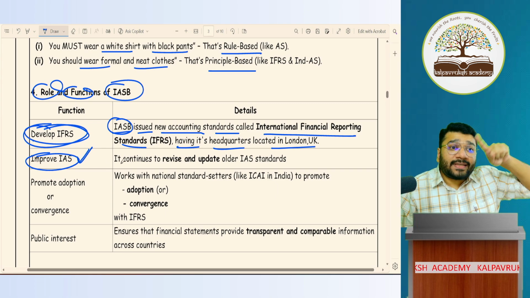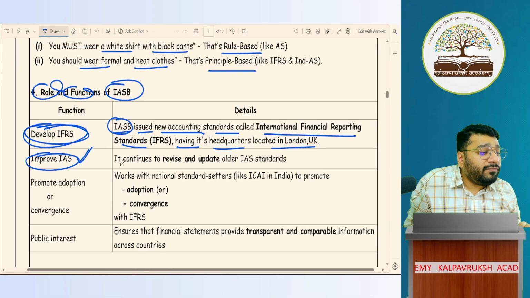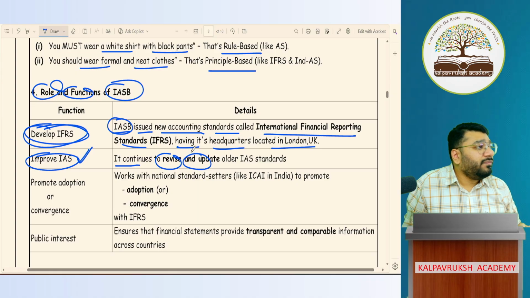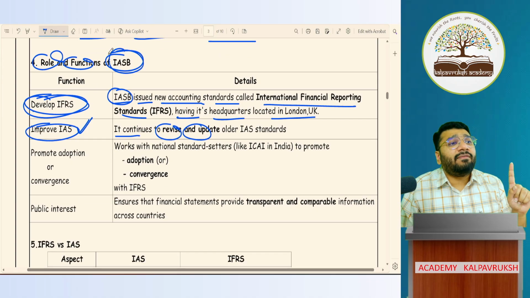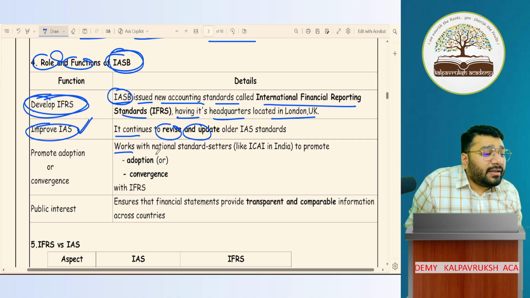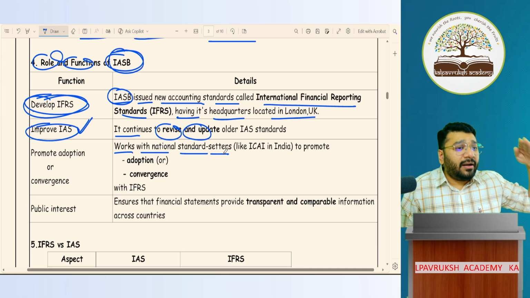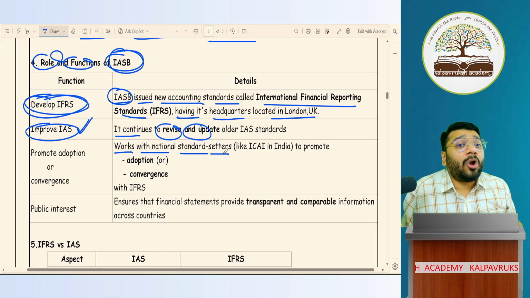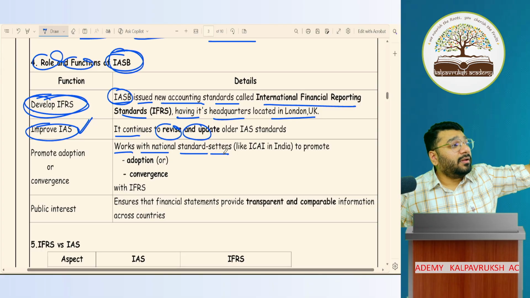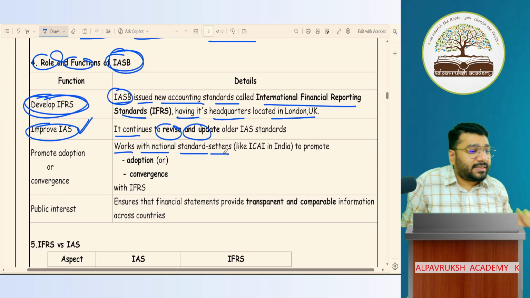And this board did not scrap all the IAS. Wherever required, a few IAS were scrapped, and wherever required, a few IAS were revised and updated to match the current requirement. Not just that, this IASB was also given the responsibility to work with various national standard setters, that is, you have to go and work with multiple countries. So in India, you have to work with ICAI so that ICAI can come out with proper accounting standards, a standard which everybody can understand, a language which everyone can understand.